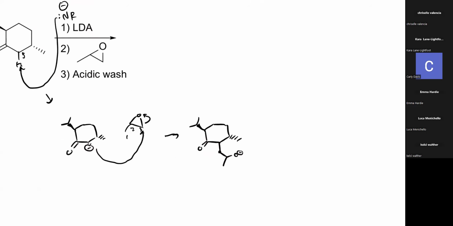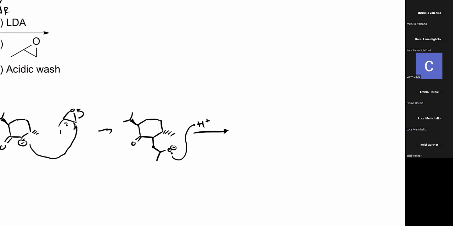Then this just says acidic wash. So I have some sort of acid. I don't care what you use. You can just write acid for all I care. But I do care that you're able to protonate it, get it to this neutral product.